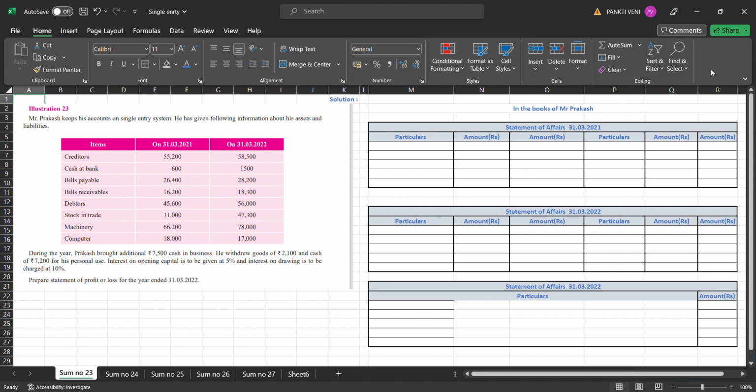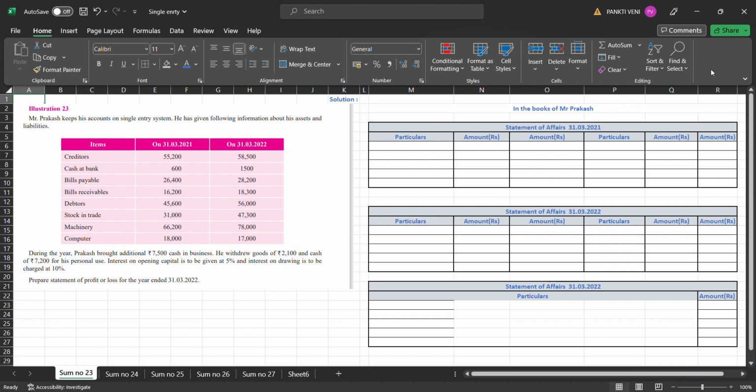Today we will be recording a video lecture on numerical problems of single entry. In our previous lecture, we completed the theory related to single entry: what is single entry, what are the limitations, advantages, disadvantages, features, etc. In this lecture we will be focusing on the numerical problems and how to solve them.